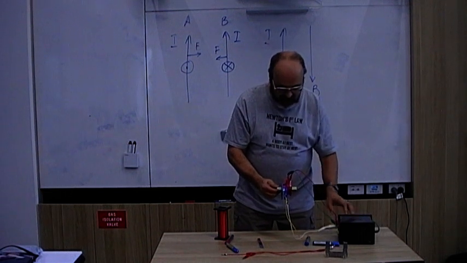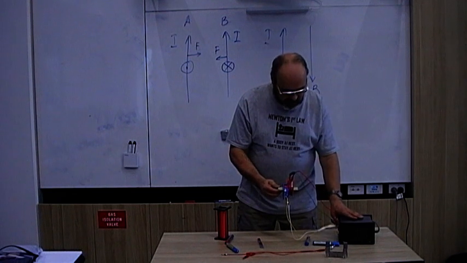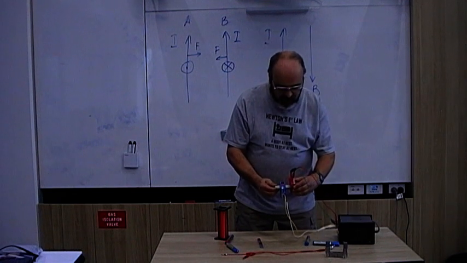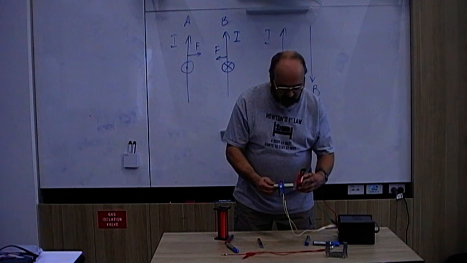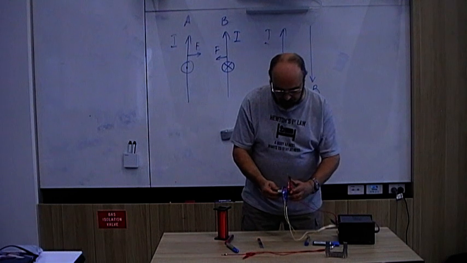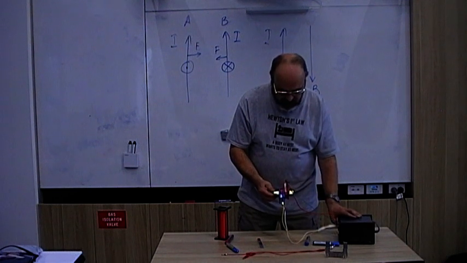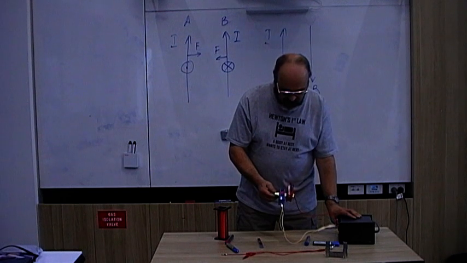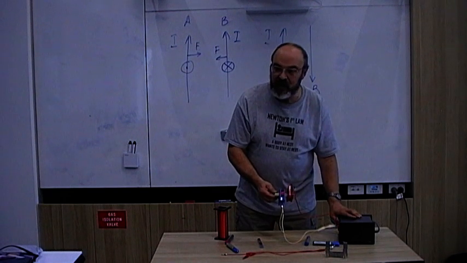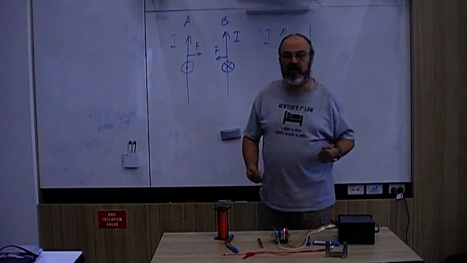They clearly attracted, with current in the same direction. Now I will flip the direction of the current in one of them. I turn it around, so now the currents flow in opposite directions. I put them together and see what happens. They clearly repel each other. So our suggestion was correct.